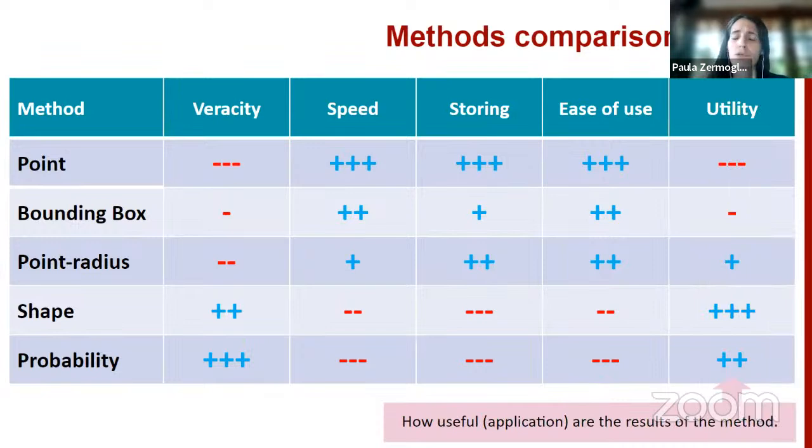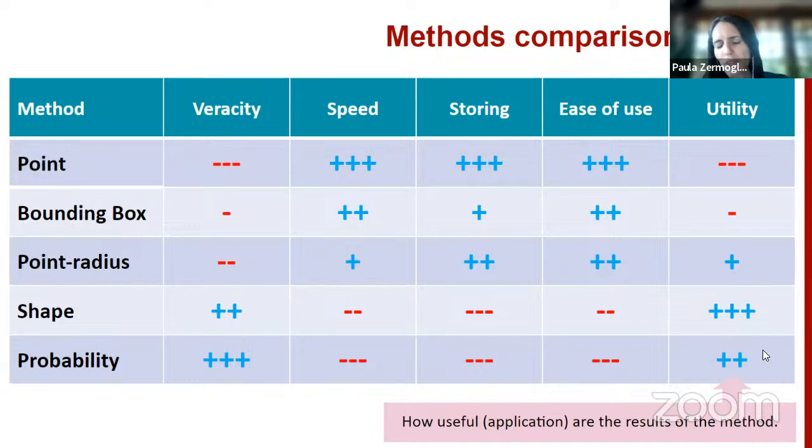And finally, we're going to talk about the utility of each method. Well, the utility of the point method is very narrow because we only have a point representing a location that can be very, very large. And so we cannot say much about that location really, or get any conclusions. We're going to see an example of what happens if we try to use point georeferences, for instance, for niche modeling. And then we have the bounding box, which is a little more useful than the point one, but not that much. And on the other extreme, we have the probability and the shape methods, which are very useful.